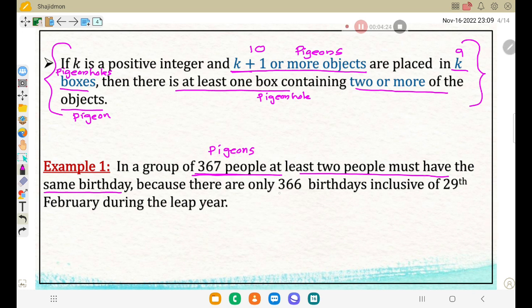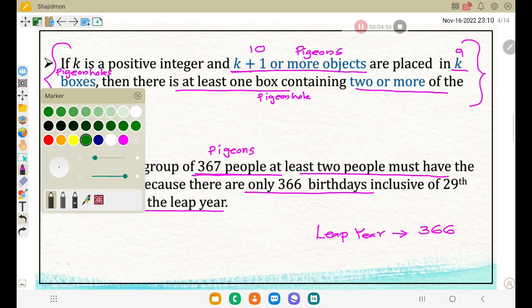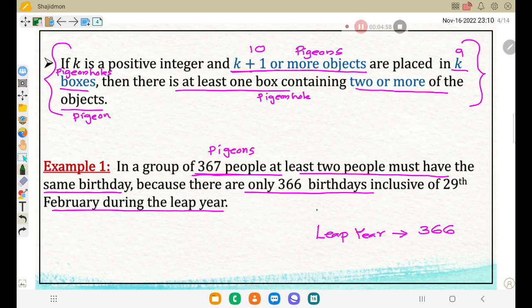What is the reason? Because we have 366 possible birthdays in one year, inclusive of 29 February in a leap year. Normally one year means 365 days, but in a leap year February has one extra day, 29 days, so there are 366 days in a leap year, correct? But how many pupils are here? The number of pupils is 367.